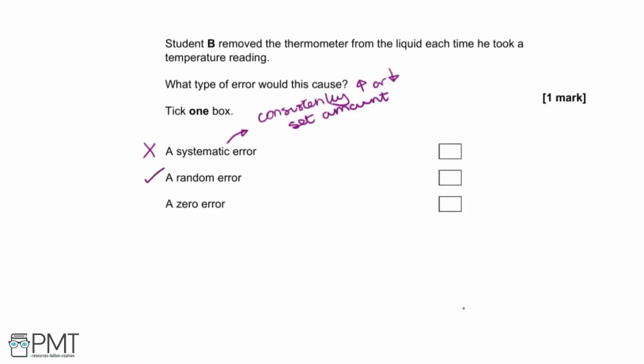Is it a zero error? A zero error is caused by faulty equipment that doesn't reset to 0 properly. A zero error with a thermometer is really unlikely. It's much more common in things like scales. So this probably isn't our answer. And we'd be right because this is the correct answer.